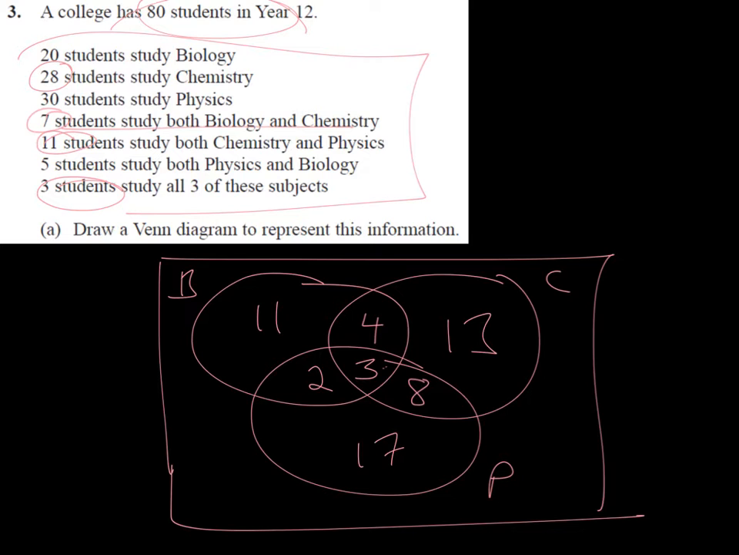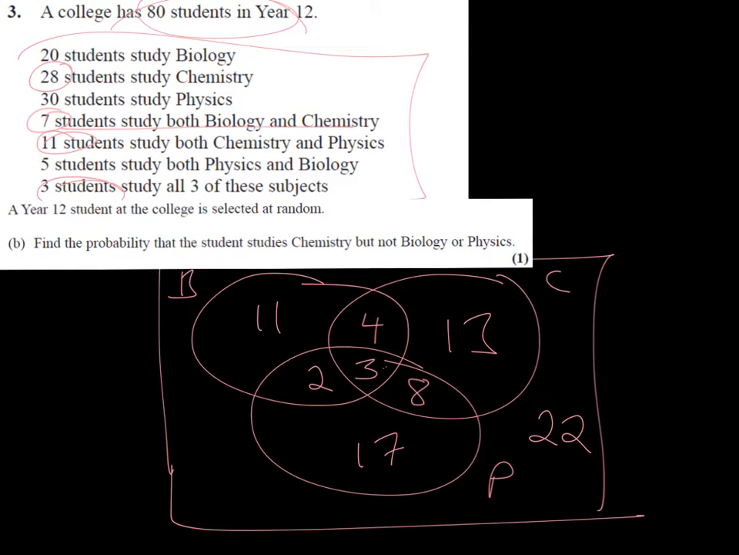And you'll notice that if you add everything up here, you don't actually get 80. So that must mean that the difference is going to be students who don't study biology, chemistry or physics. So if you add this all up and subtract it from 80, you will realise that there are in fact 22 students who aren't taking any of those subjects.